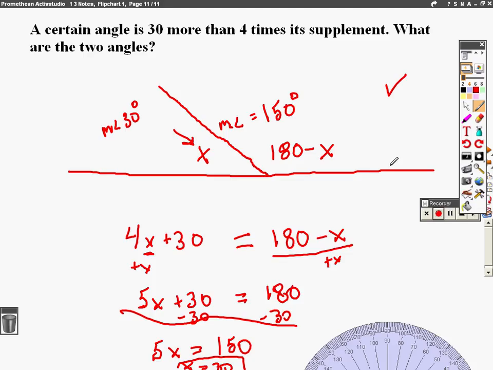So that's how you check your answer to make sure it's correct. And you would do this with supplements or complements.